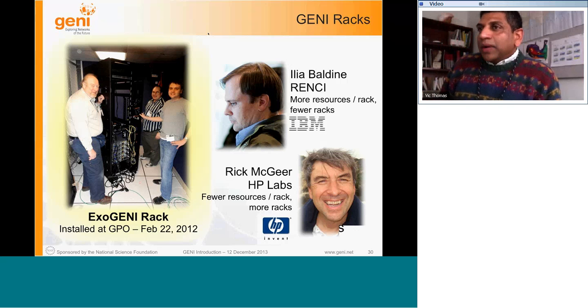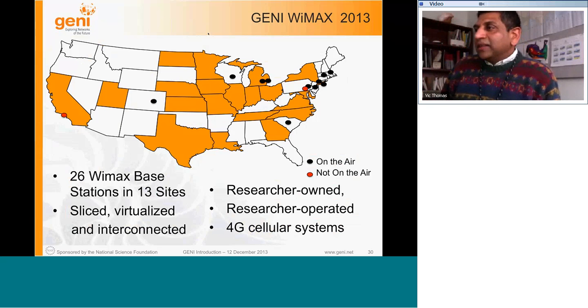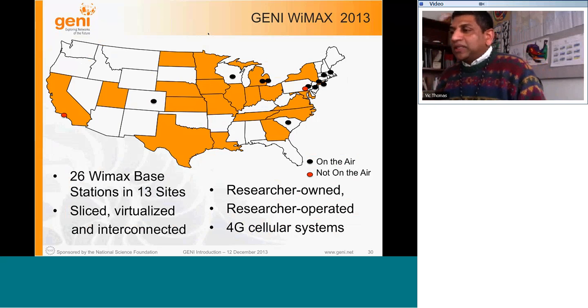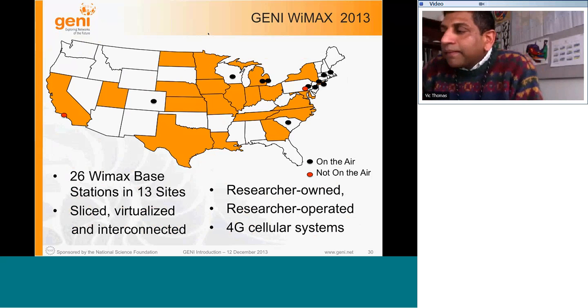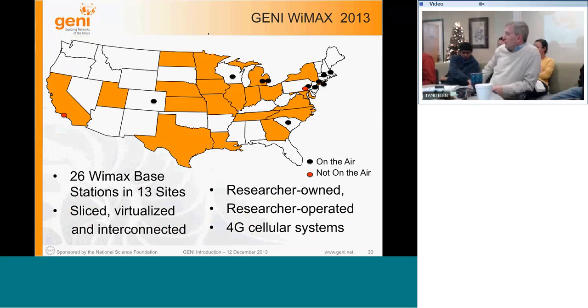You asked about WiMAX. Here again, the black dots are locations where WiMAX is already operational, about 13 different sites. Each site typically has two base stations, so you can do handoff kinds of experiments, and so there are 26 base stations. One question, why WiMAX? Why WiMAX and not, like, AT&T, T-Mobile, Verizon don't support it? So I was just wondering.